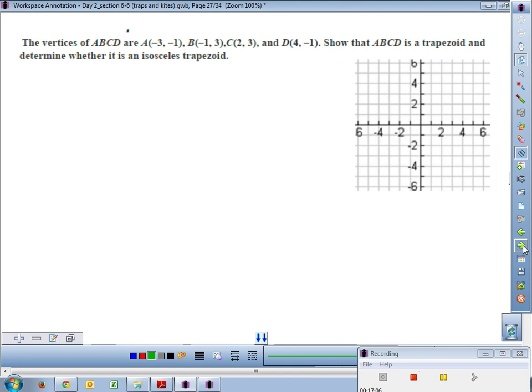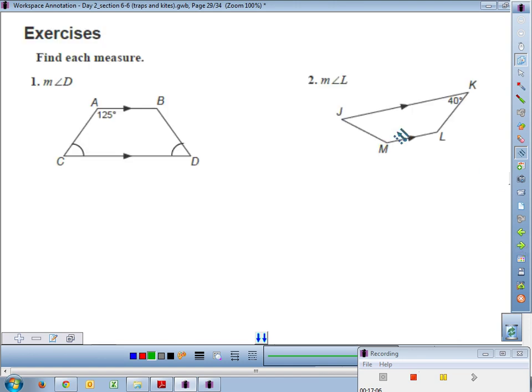We didn't do it in class, so we're not going to do it here. But let's go to this first problem right here. It says find each measure. We're just going to find everything that we can and put it in the picture. First question, is this a trapezoid or is it an isosceles trapezoid? Since it's got at least one pair of parallel sides and base angles equal, it's an isosceles trapezoid.